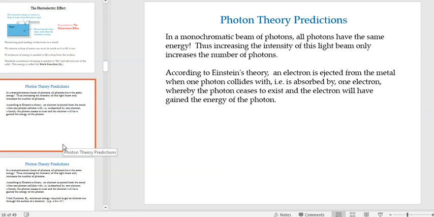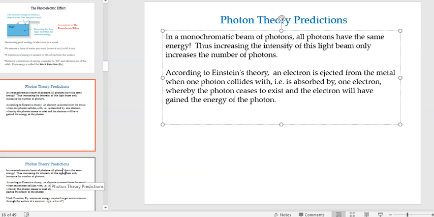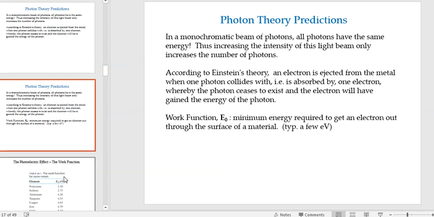So we're going to introduce some vocabulary. A monochromatic beam: chromos means color and mono means singular. In a monochromatic beam of photons, all the photons have the same energy. So if we increase the intensity of the light, we're only increasing the number of photons. In Einstein's theory of how this all works, electrons will absorb the energy of a photon. Then the photon suddenly stops existing, and the electron has picked up that energy. So we got a transfer of energy from light energy to the energy of this electron.